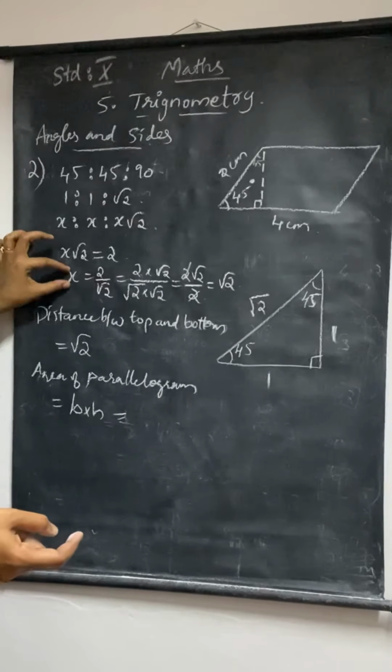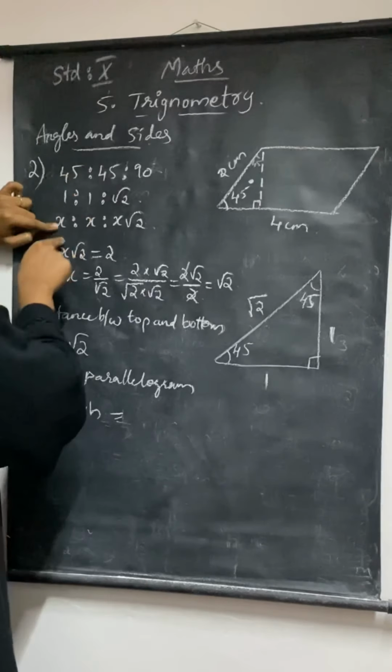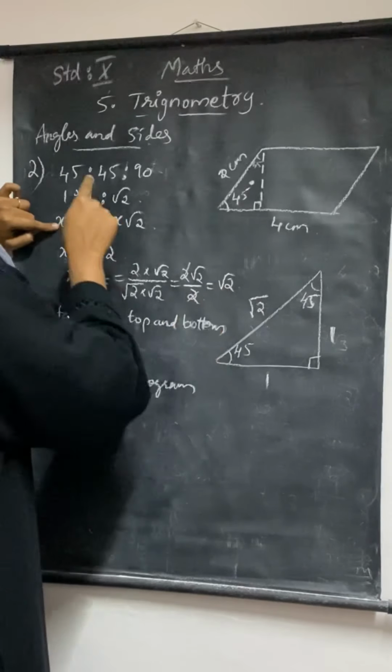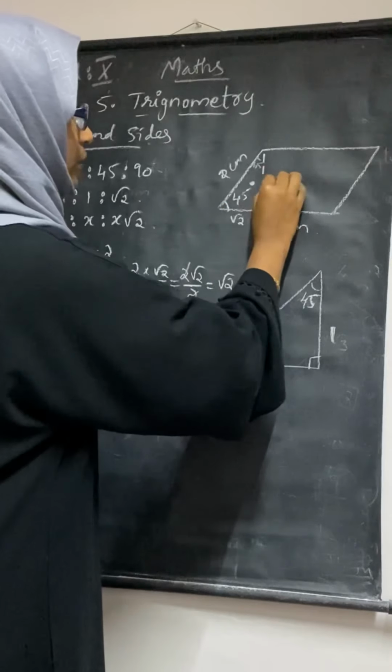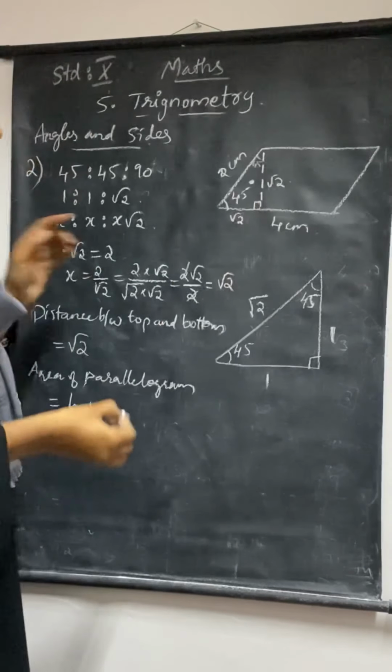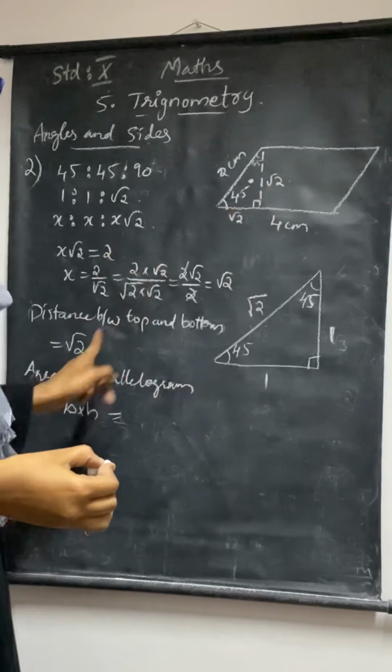What is your x value? That is x here. That is opposite of 45. Opposite of 45, how much are you getting? Root 2. And opposite of 45, how much are you getting? Root 2. Like that you will get. So opposite of 45 here is root 2. Opposite of 45 here also root 2. Now you got the distance between the top and bottom. What is that? Root 2 you got.